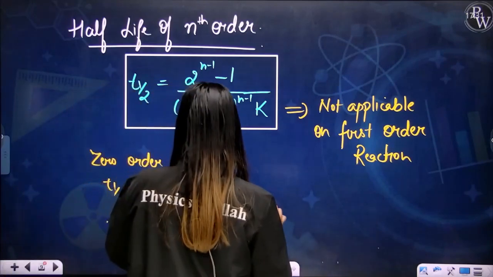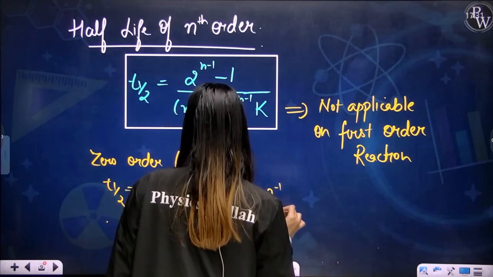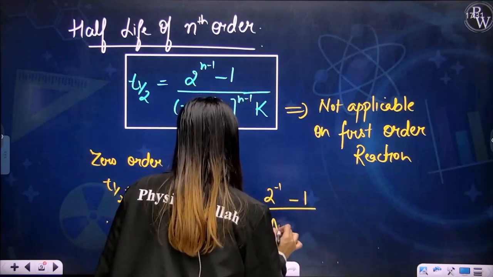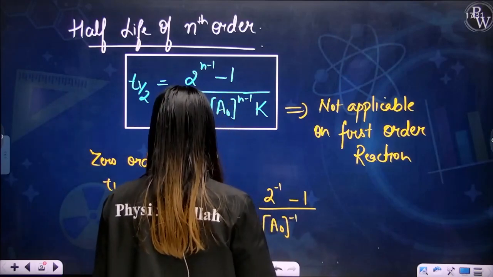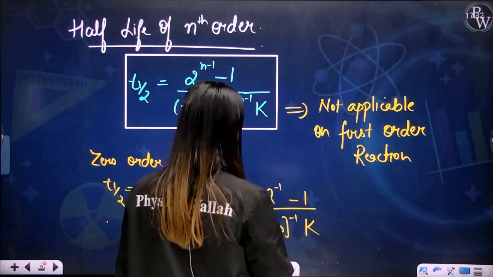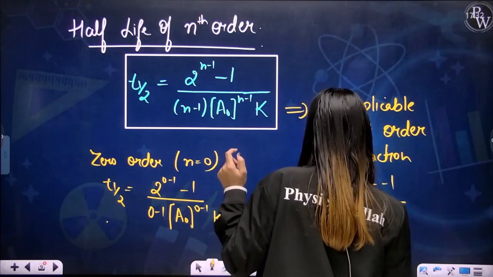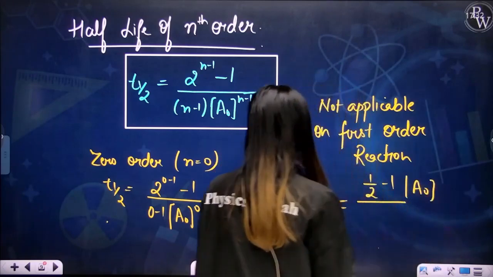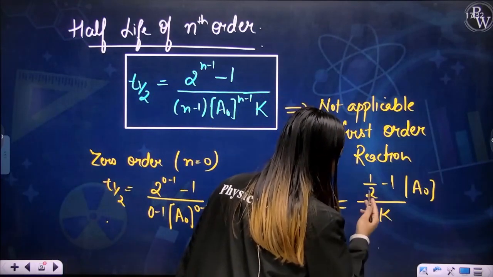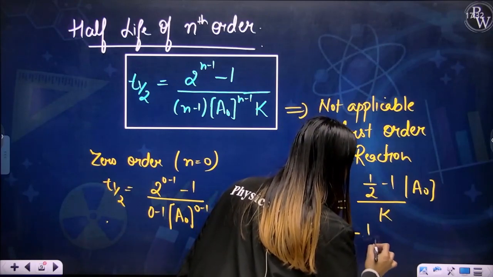This would be equal to 2 raised to the power 0 minus 1, that is 2 power minus 1, divided by A naught, whose power is negative. This would be, my dear students, 1 upon 2 minus 1 upon A naught raised to the power minus 1. So I can take it in the numerator part, and this would be k. Let's try to solve this. This would be 2 minus 1, which is minus half. So 1 by 2k.